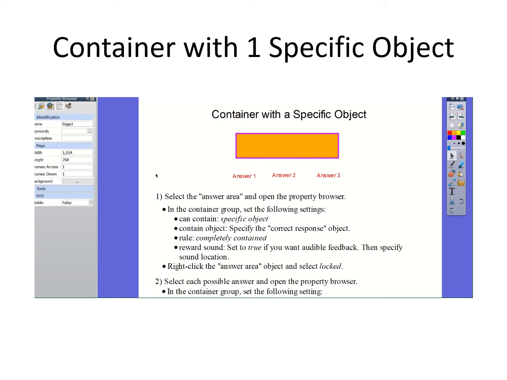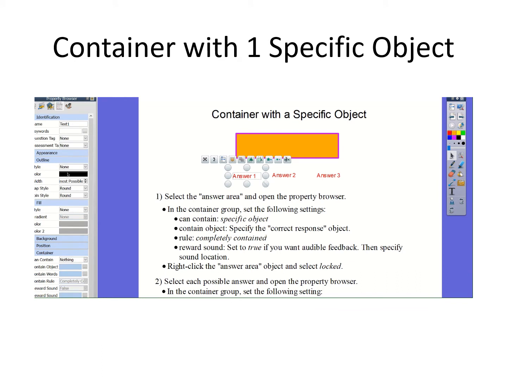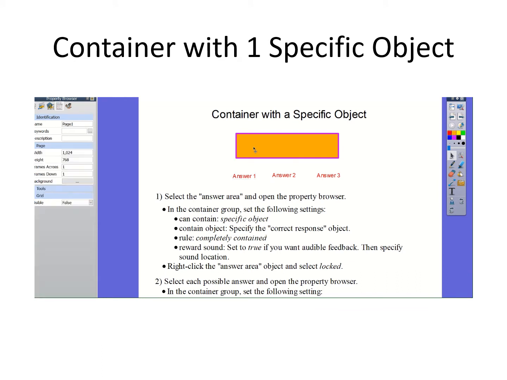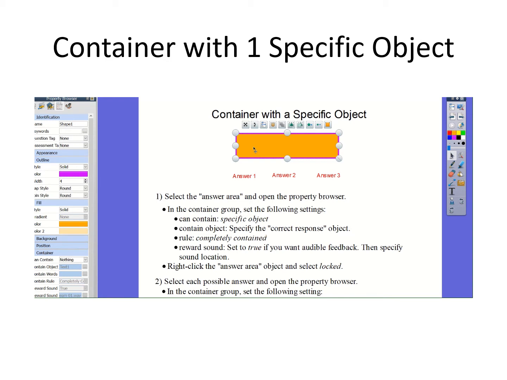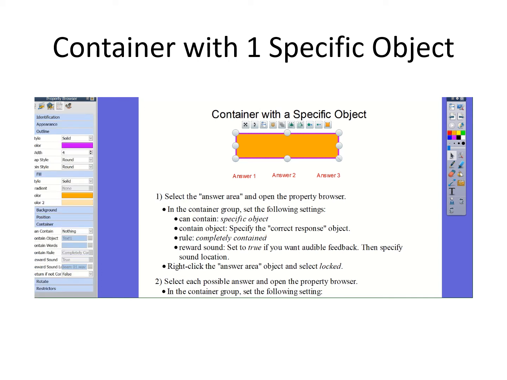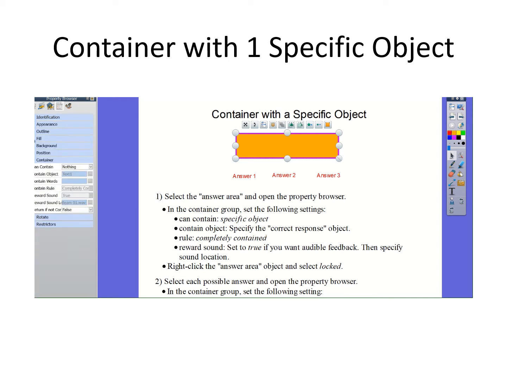So at this point I have the property browser open. Notice that it's very context specific. If I click on the page itself, all of these items in the property browser are now referring to the page. If I click on one of the answers, now everything changed because it's specific to that particular answer. And here I've clicked on the container. So let me start off with the container itself. So when I look at the container, I can close these other pieces down so it doesn't get too busy.